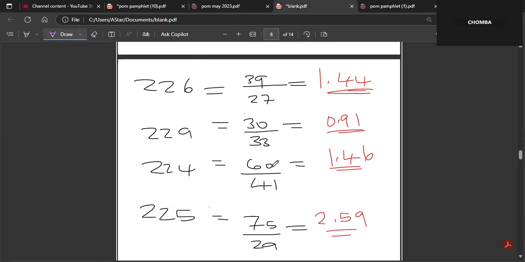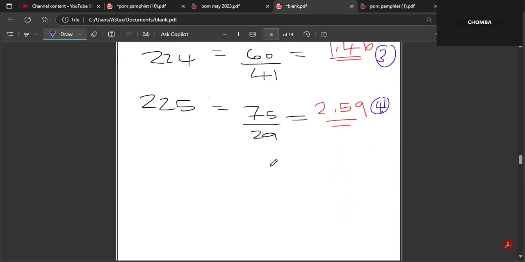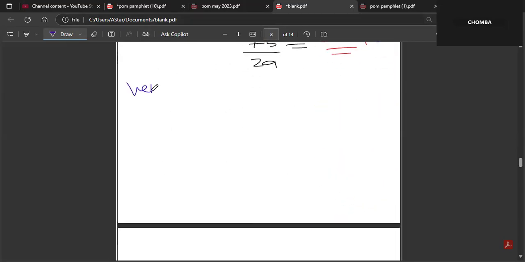So which one will rank first here? Which one should we start with? It's this one, right? Yes, it is 0.91. Then which is followed by which one? This one, followed by this one, 1.44.